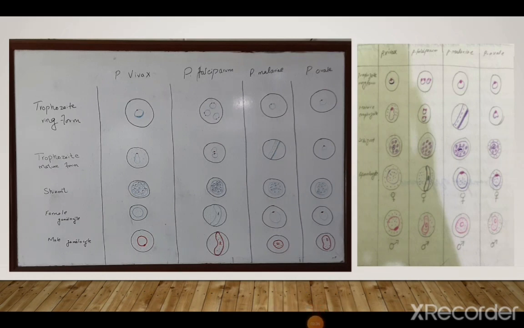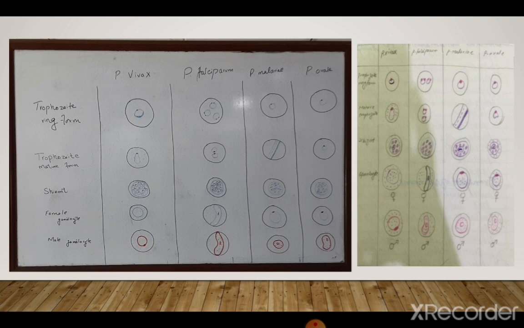Now let's look at the trophozoite ring form of Plasmodium vivax. It is ring shaped, and if you see closely, the cytoplasm is thick opposite to the nucleus. In case of Plasmodium falciparum, several rings are present within one cell, and it contains 2 chromatin dots along the margin. In case of Plasmodium malariae and ovale, they are squarish shaped.